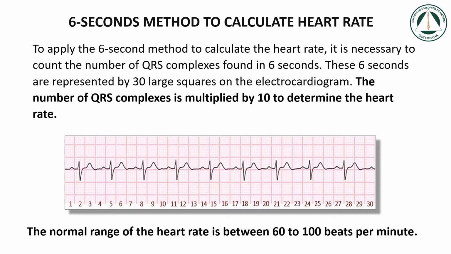Six-second method to calculate heart rate. To apply the 6-second method to calculate the heart rate, it is necessary to count the number of QRS complexes found in 6 seconds. These 6 seconds are represented by 30 large squares on the electrocardiogram. The number of QRS complexes is multiplied by 10 to determine the heart rate. The normal range of the heart rate is between 60 to 100 beats per minute.